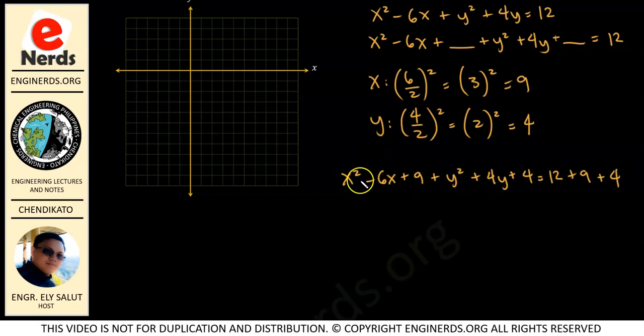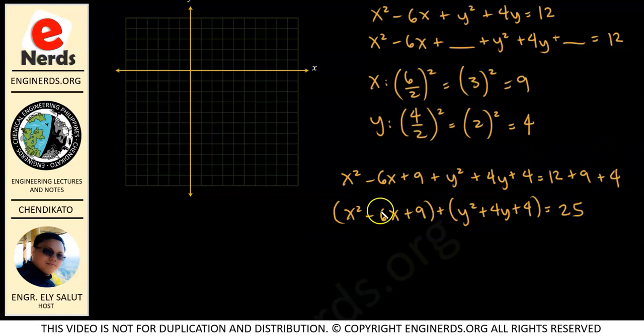Okay, so we have now a perfect square trinomial here. So, we're going to do x squared minus 6x plus 9 plus y squared plus 4y plus 4 is equal to, so we have 12 plus 9, which is 21, plus 4, which is 25. Okay? So, we have perfect square trinomial, so we can have this as x. Kung ano yung sign ng coefficient ng ating x, which is negative, so we'll have negative here, and yung base ng ating exponent here, which is 3.